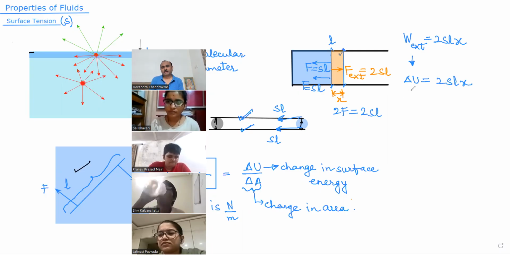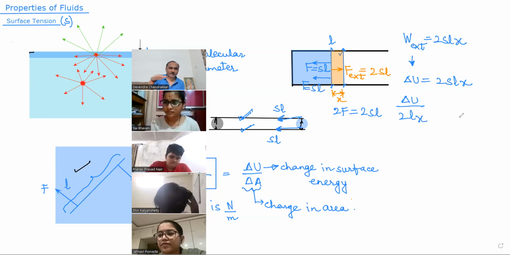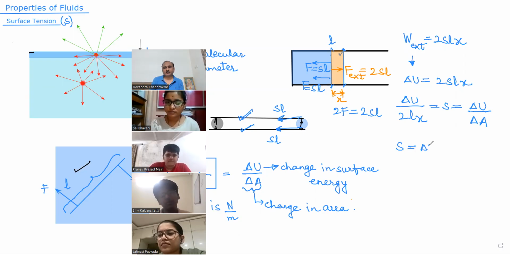Now, what is the change in area of this film? It is 2LX, right? LX on the top side and LX on the bottom side. And this is equal to S, which is delta U upon delta A. So S is change in internal energy, or surface energy, upon change in area.